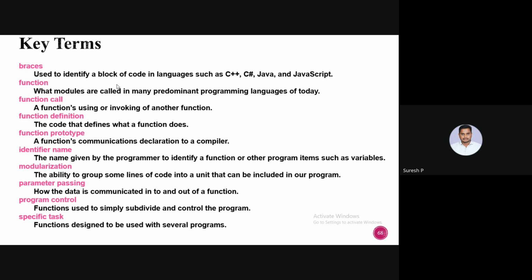Then next one is program control. That is how the main function is written. That is the program control function, and how every specific task function is defined. So these are the different key terms of using the functions concept in solving a problem.